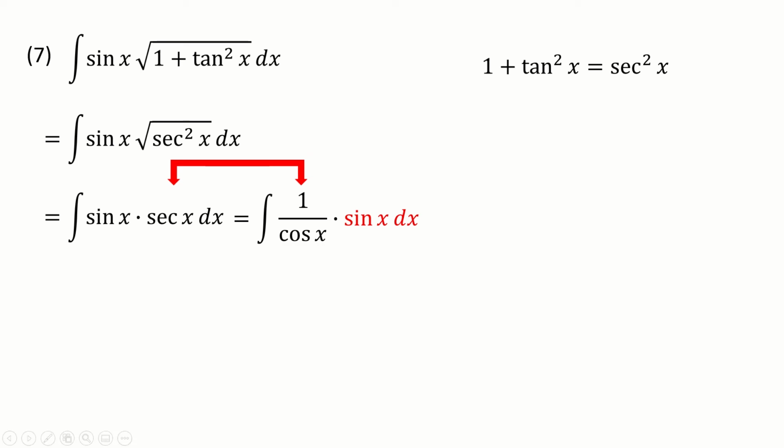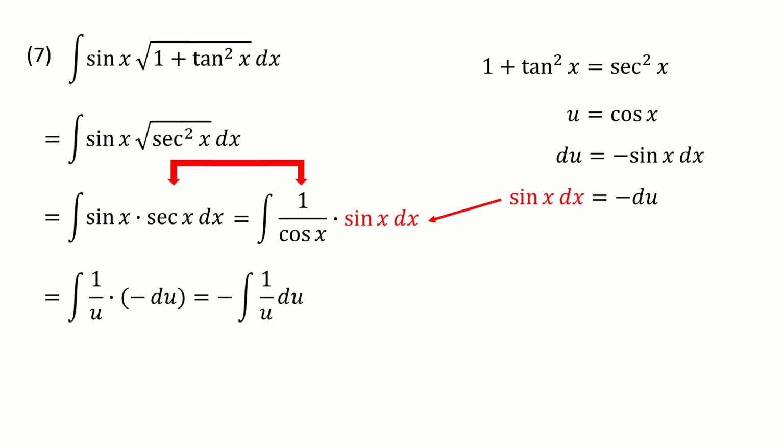Again, we use the u substitution. First, we let u equal cosine x. du is minus sin x dx. Then we move the minus sign to the other side. So sin x dx equals minus du. Plug in. We got here.